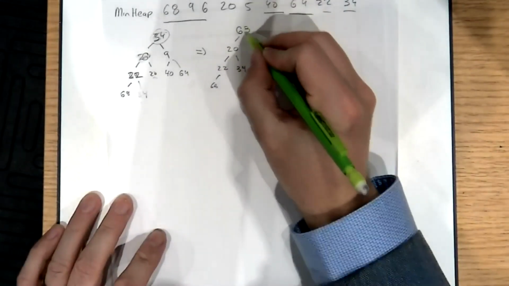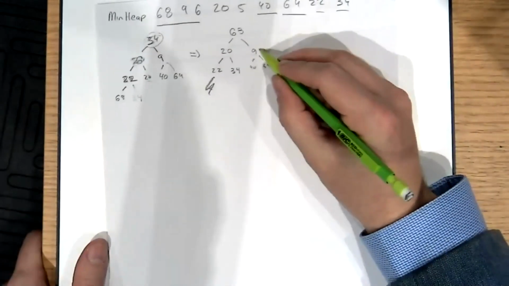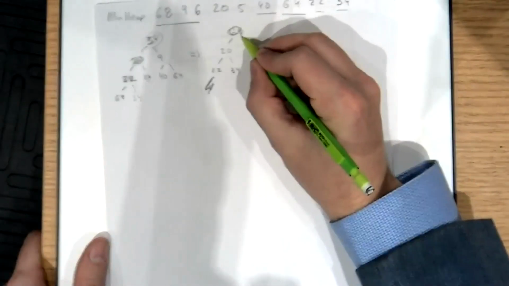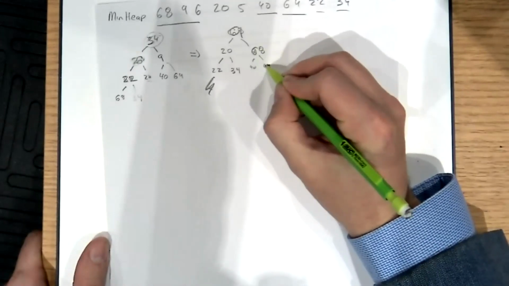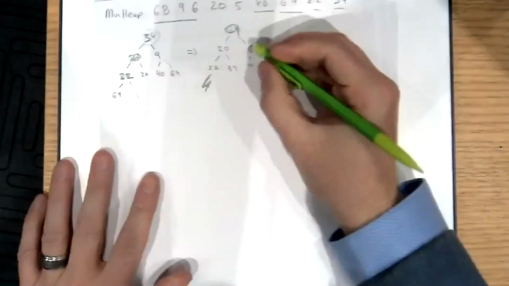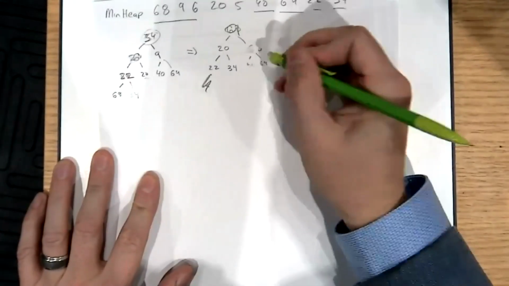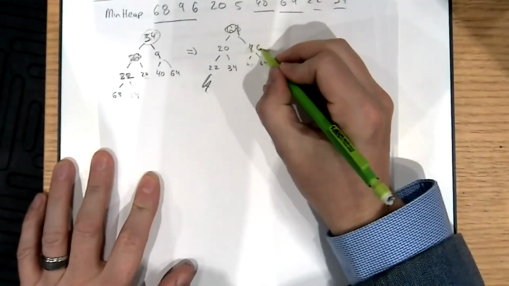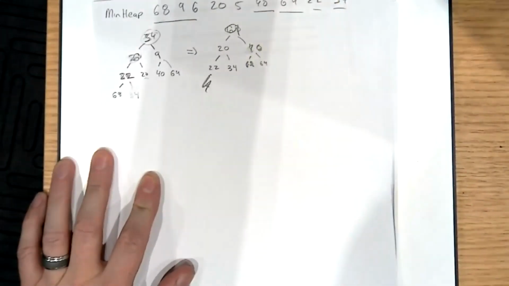So 68 comes here, that goes away. 9 is less than, so 9 is going to move up here. 68 is going to go here. We see that 40 and 64. And so 40 pops here, and 68 goes there.